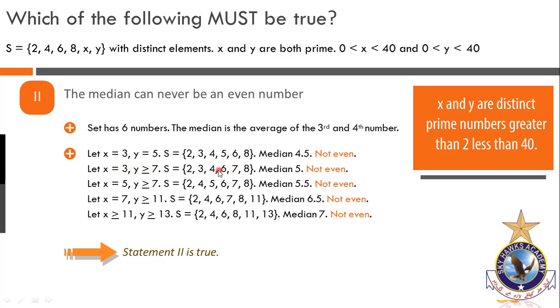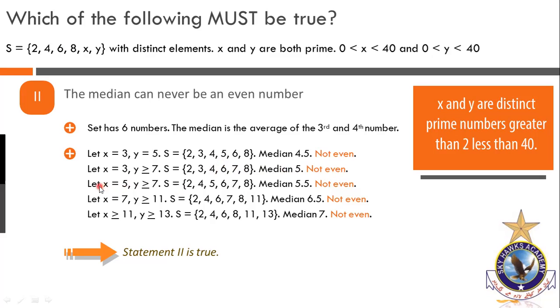Then the average of this is 5. So 5 is not even. Are you getting this? We will have to add these two middle values and divide by 2. This 4 plus 6 is 10, dividing by 2, we'll get 5. That is once again not even.